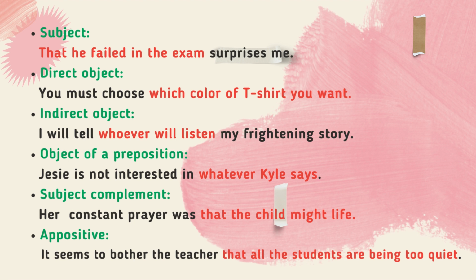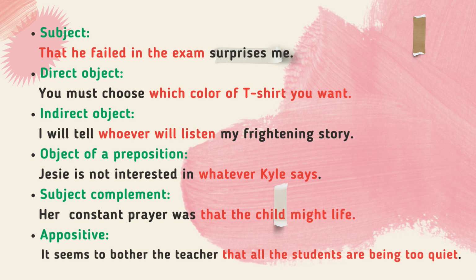I will tell whoever will listen my frightening story. Because a noun clause comes after a transitive verb, which commonly has two objects, direct and indirect, the noun clause plays a role as indirect object.